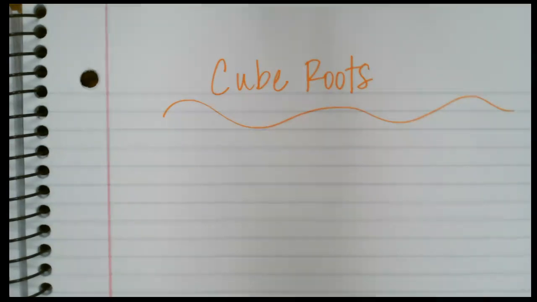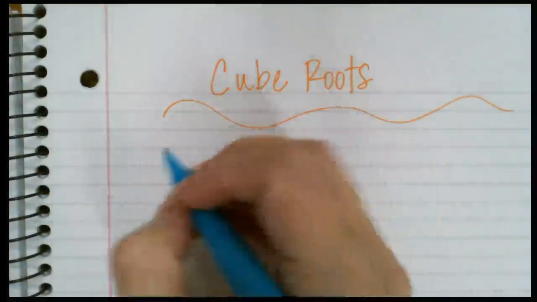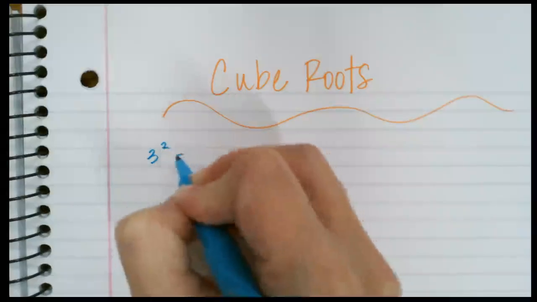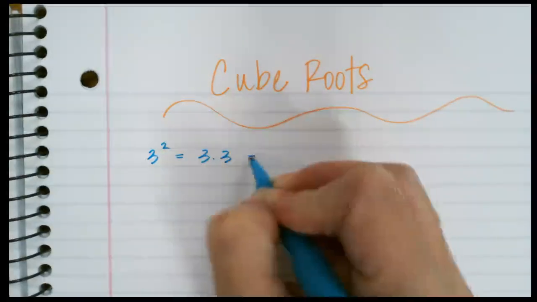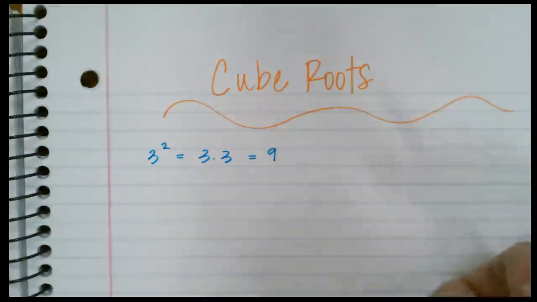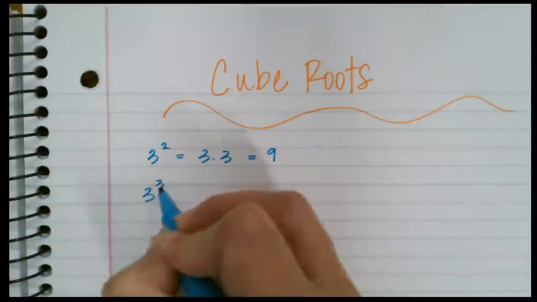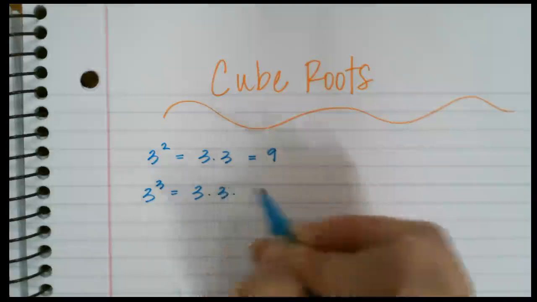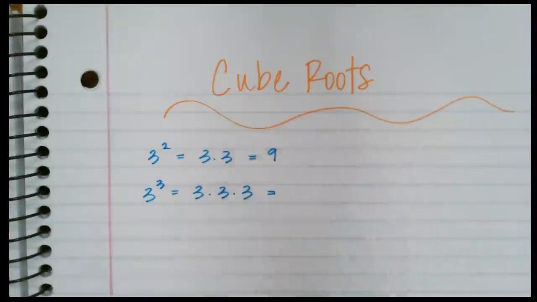Right, so this video is going to talk about cube roots. Hopefully last year you looked at what it means to cube a number. We know that 3 squared means to multiply 3 by itself, which equals 9. But hopefully you also learned that 3 cubed means to multiply 3 by itself 3 times, which in this case would be 27.